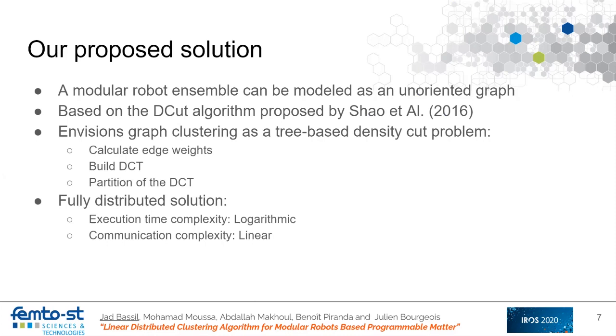First, edge weights are calculated to reflect the density and the geometrical aspect of the system. Then the density connected tree or DCT is built to sketch the overall structure of the robot. Then the DCT is partitioned until the wanted number of clusters is obtained. Our solution is fully distributed and can be executed in a logarithmic time complexity and a linear communication complexity.